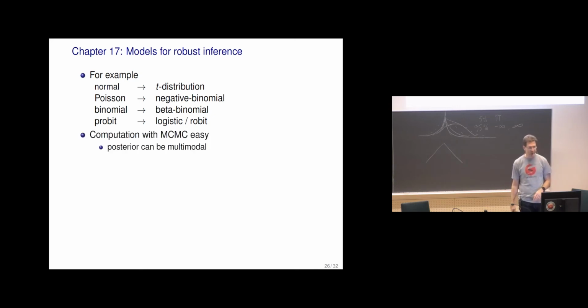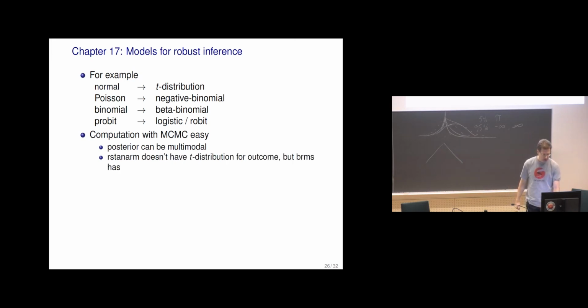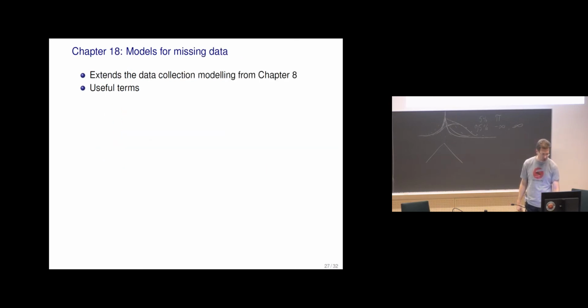And then computation with MCMC is easy, so computational discussions in that chapter are again a bit outdated. The posterior can be multimodal, which makes the computation otherwise a bit more difficult. RStanARM and ARM don't have the distribution for outcome, brms has, so it's easy also if you're using those, one-liners.